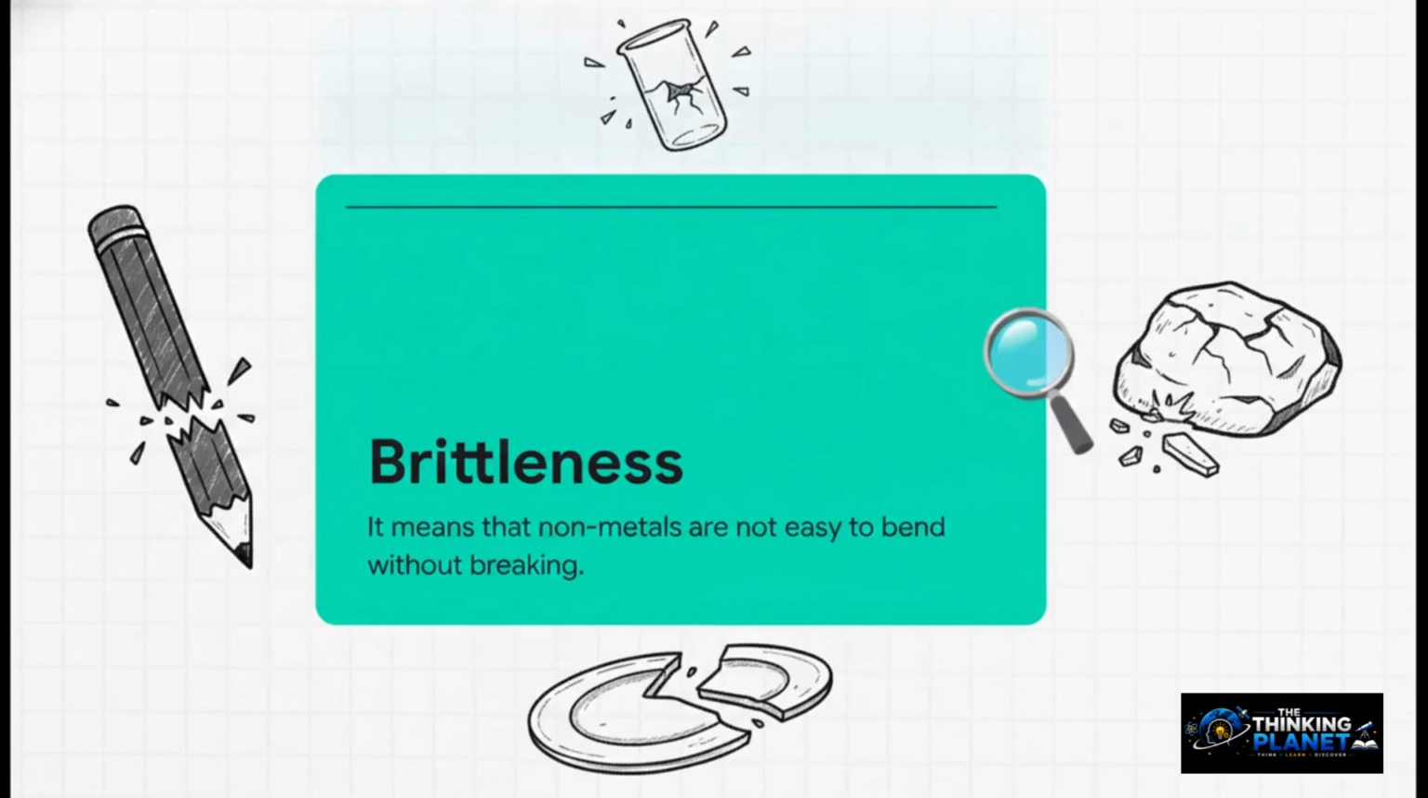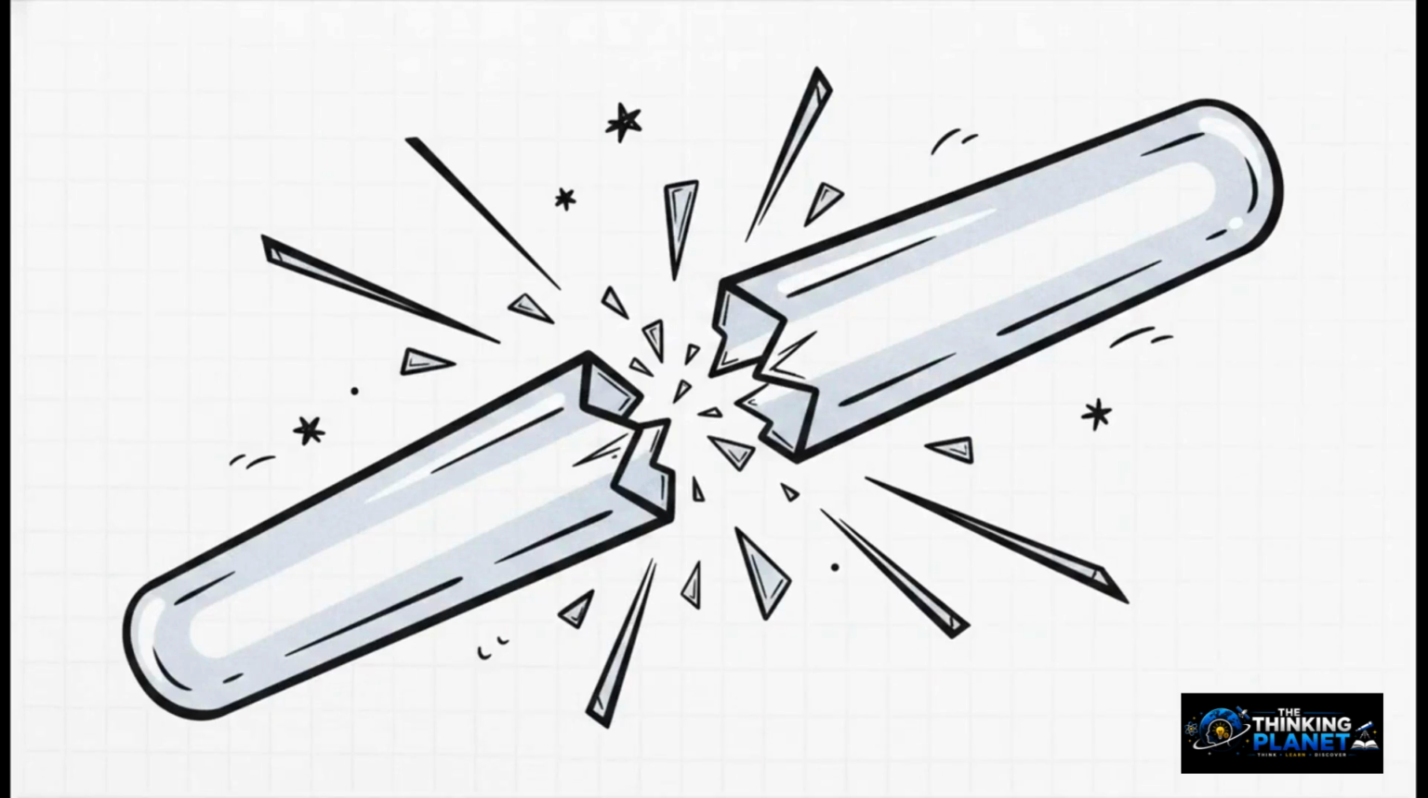Let's talk about the exact opposite of malleability, brittleness. Brittleness is simply the property of not being easy to bend without breaking. When you apply serious force to a nonmetal, it's not going to flatten out nicely like iron does. Think of glass as your everyday example here. Glass is incredibly brittle. If you try to bend a pane of glass, it doesn't gracefully change shape. It just snaps and shatters into pieces. That sudden breaking under pressure is the defining feature of brittleness.